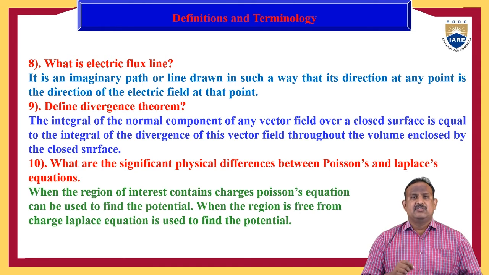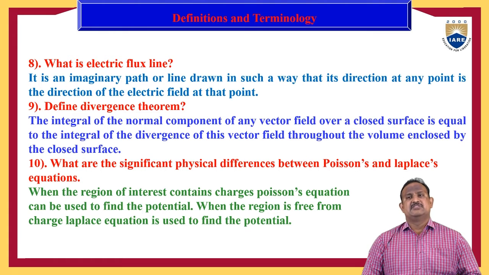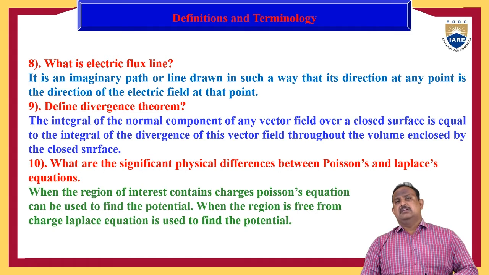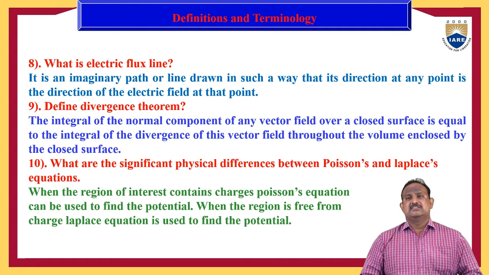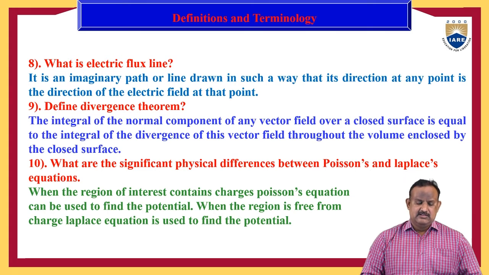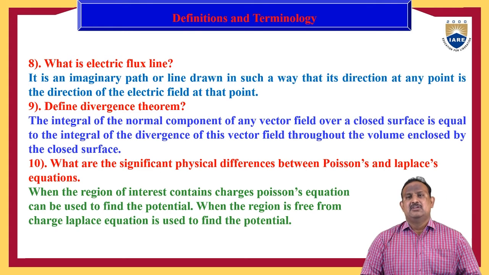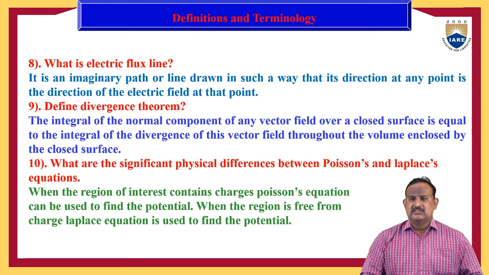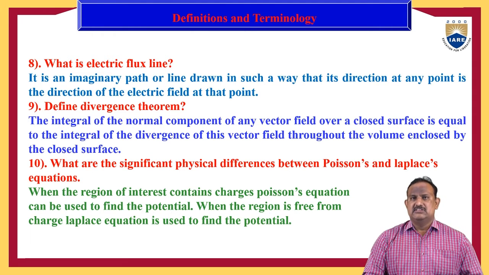So what is the significant physical difference between Poisson's and Laplace equations? When the region of interest contains charges, then we can use Poisson's equation to find the potential. When the region is free from charges, then we can use the Laplace equation to find the potential. So if there is some charge, we can apply Poisson's equation. If there is no charge, we can apply the Laplace equation to find the potential. So there is a difference between Laplace and Poisson's equation.